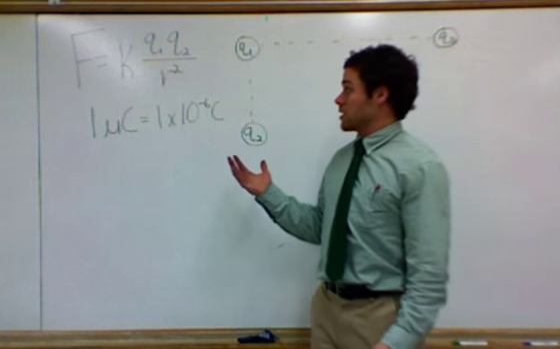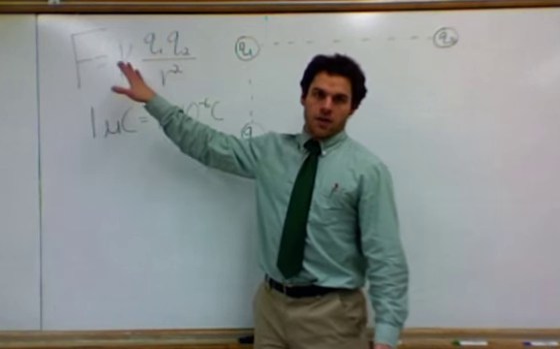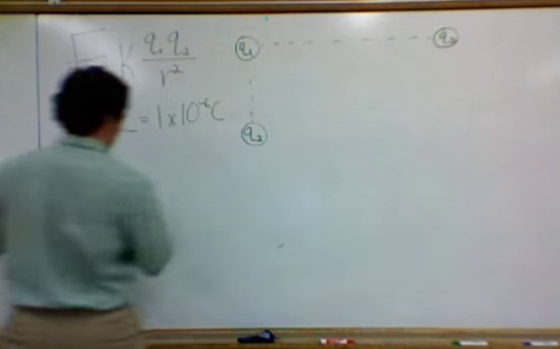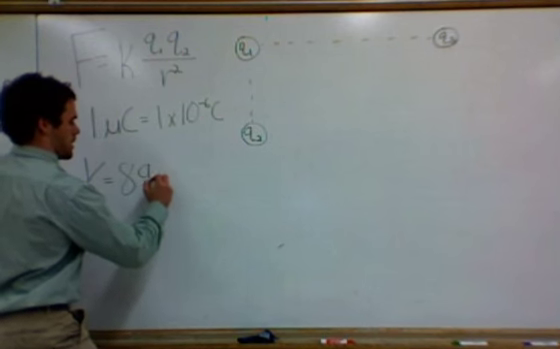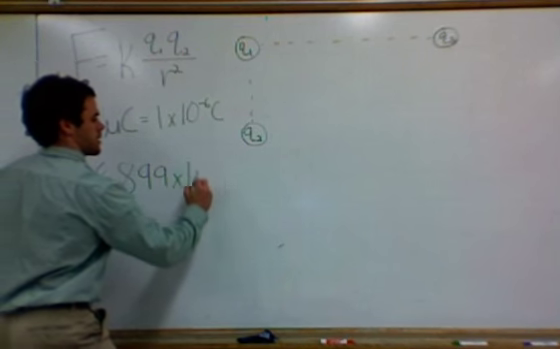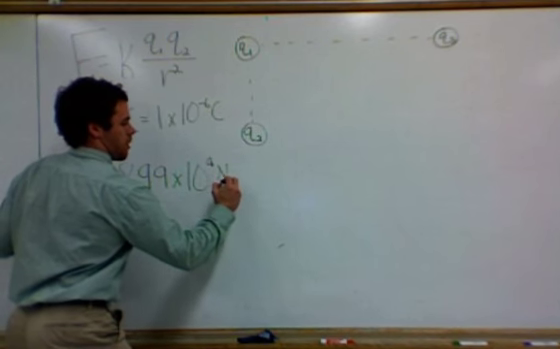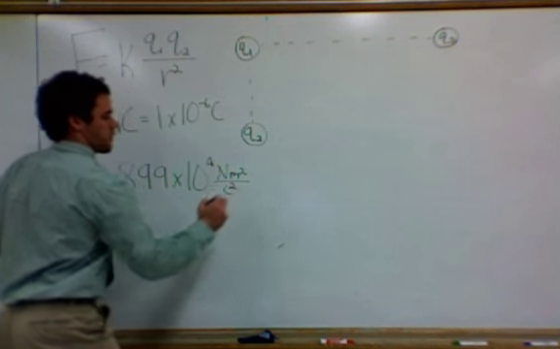Here's Coulomb's law, and we remember that we have the electric constant K, that's 8.99 times 10 to the ninth, in newtons meter squared over coulomb squared.